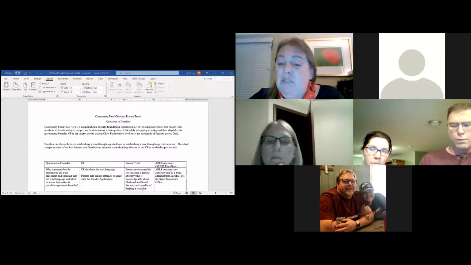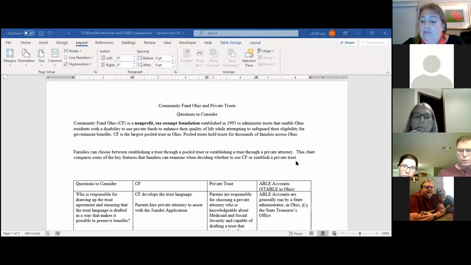Both the stable account and the payback trust mean that Medicaid is entitled to demand payment from the trust when the individual dies if that person has received Medicaid benefits. The stable account is nice because if the person is under 65 when they pass away, the Department of Medicaid really can't go after it. But for payback trusts, anything that Medicaid's paid out, they're going to be able to collect against a payback trust.